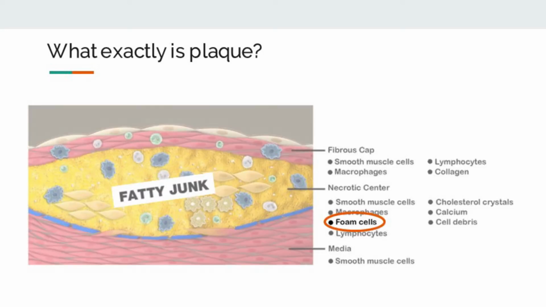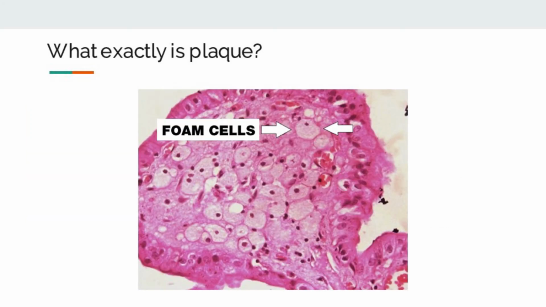Let's talk about foam cells really quick. Foam cells are macrophages that localize to fatty deposits in the bloodstream. They ingest LDL or low-density lipoproteins and become filled with lipids, giving them a foamy appearance under the microscope. So you can just think of them as white blood cells that ate a whole bunch of fat.